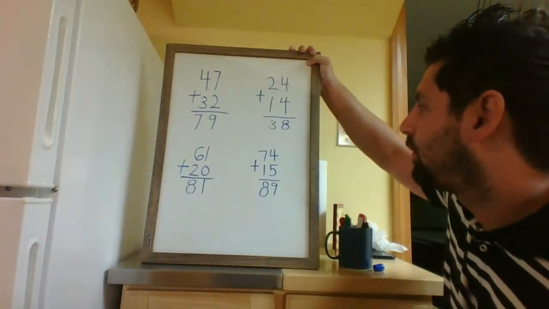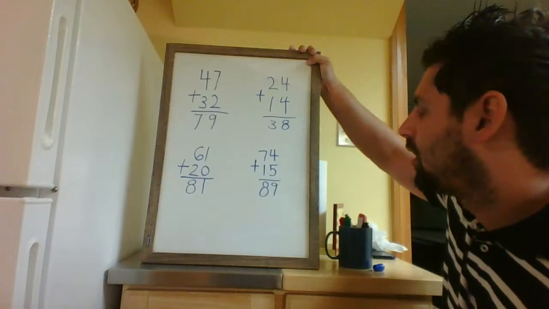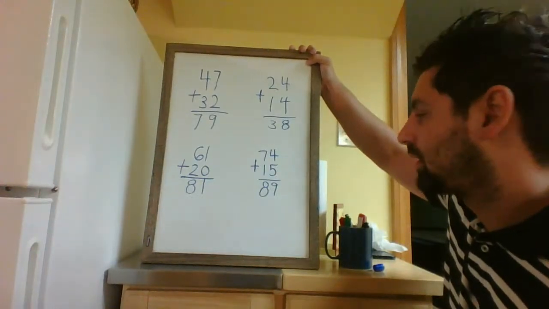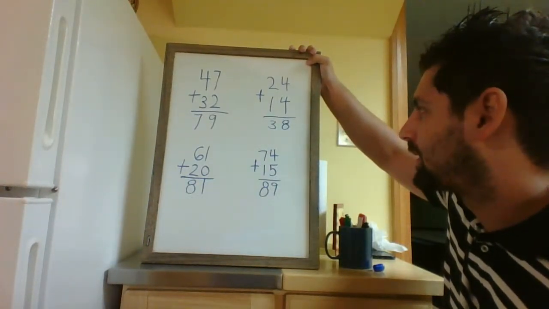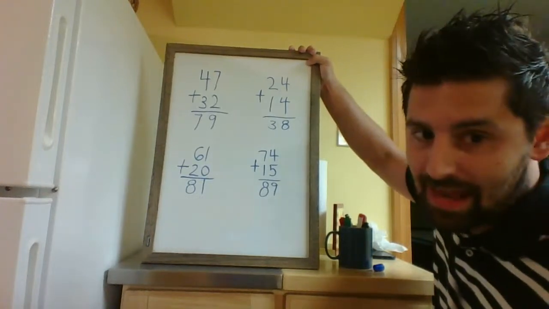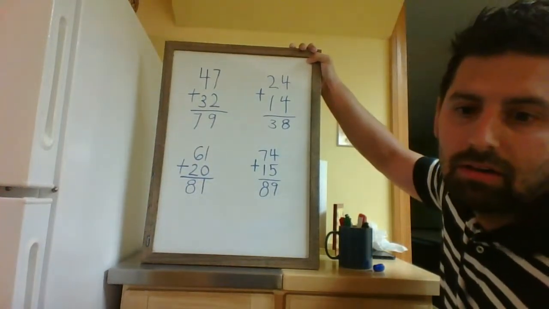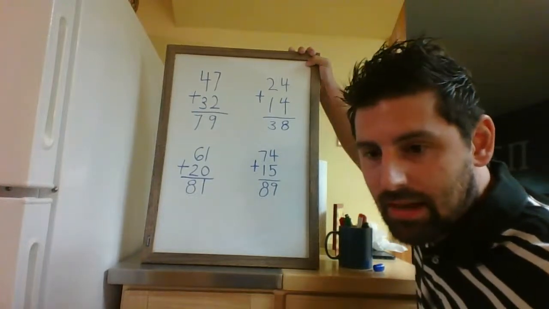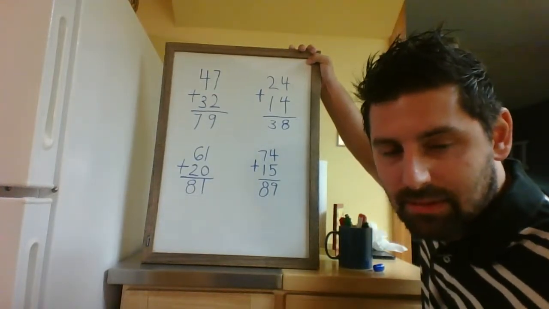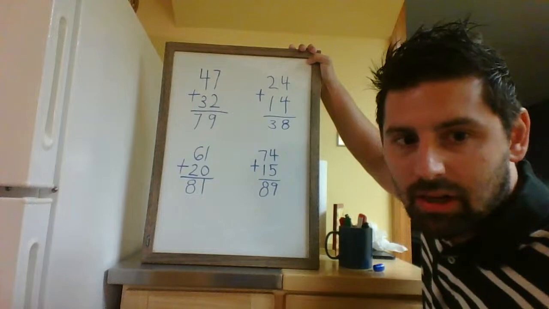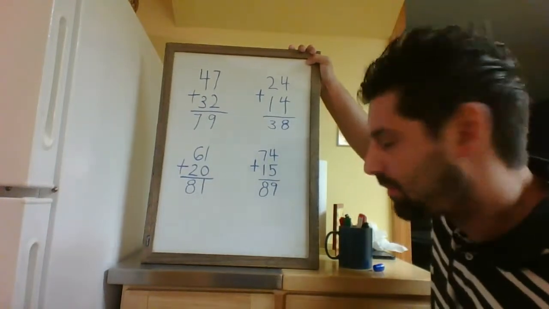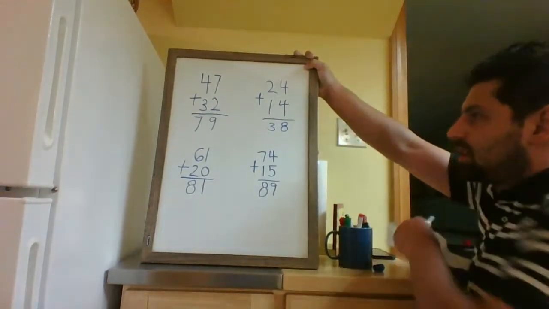Now notice for all 4 of these problems, all of the sums are 9 or less. That's why we're not regrouping, because every single sum is less than 10. When the sums are 10 or more, that's when we need to regroup, and you're going to see those problems next.